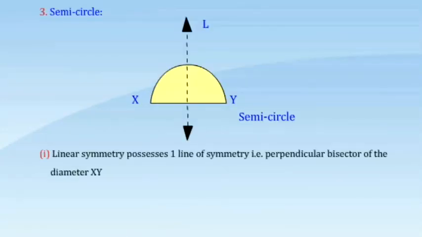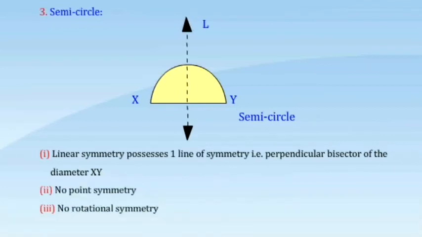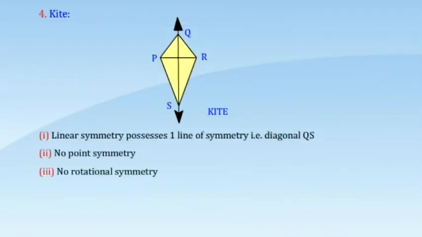Semicircle. Linear symmetry possesses one line of symmetry, that is, perpendicular bisector of the diameter XY. No point symmetry. No rotational symmetry. Kite. Linear symmetry possesses one line of symmetry, that is, diagonal QS. No point symmetry. No rotational symmetry.